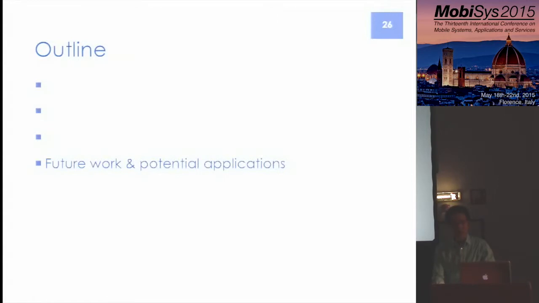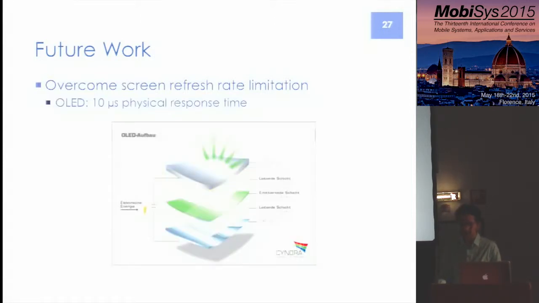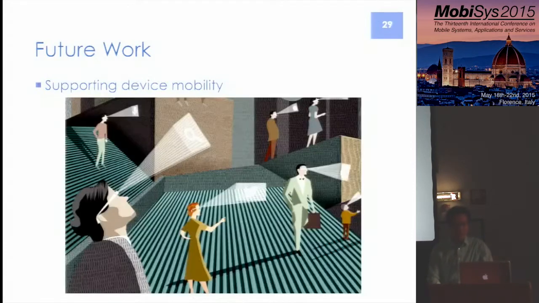Now let me conclude with future work and potential applications. The key factor limiting the Highlight throughput is the screen's refresh rate. It is typically less than 120 hertz. But the physical response time for an OLED pixel could be less than 10 microseconds. So potentially, we could vary the alpha value on a pixel at higher than 100 kilohertz. And we are finding ways to get close to the physical limit. And second, we are looking into advanced modulation coding schemes to further improve the system accuracy and throughput. And we are interested in testing Highlight on wearable devices like Google Glass, where the receiver can be moving around.